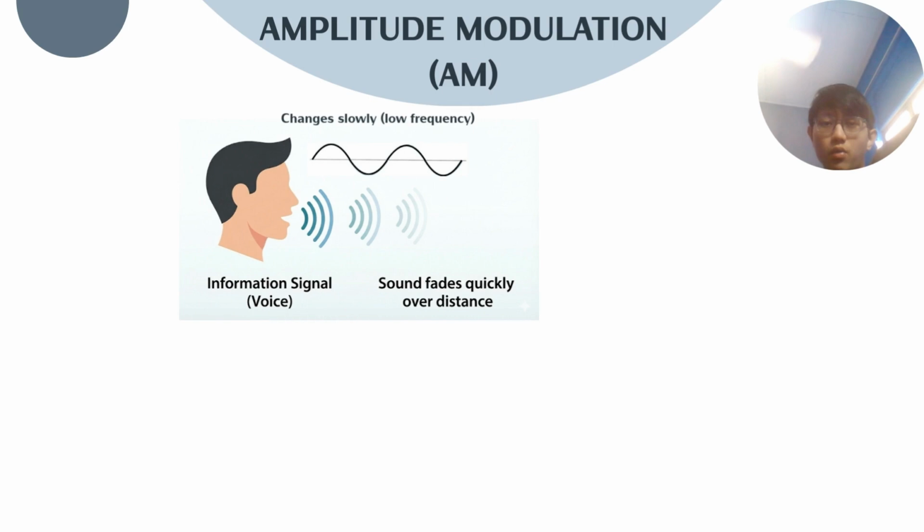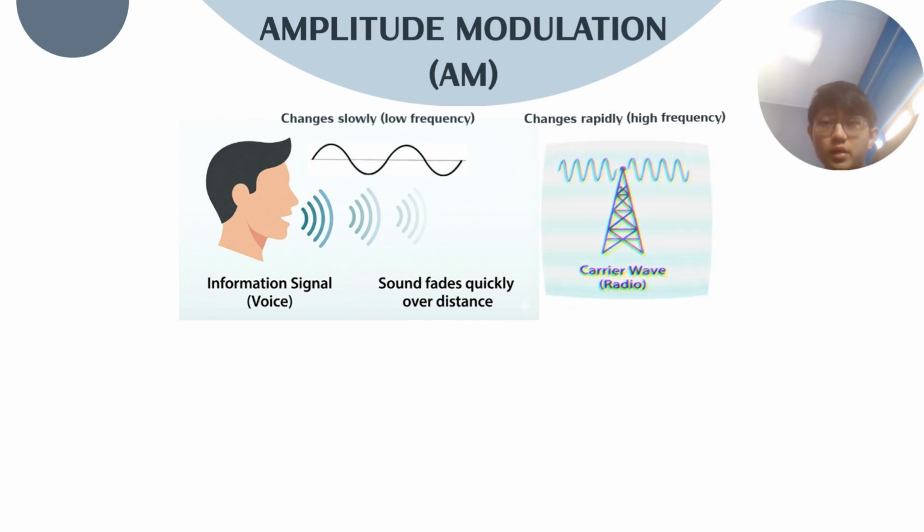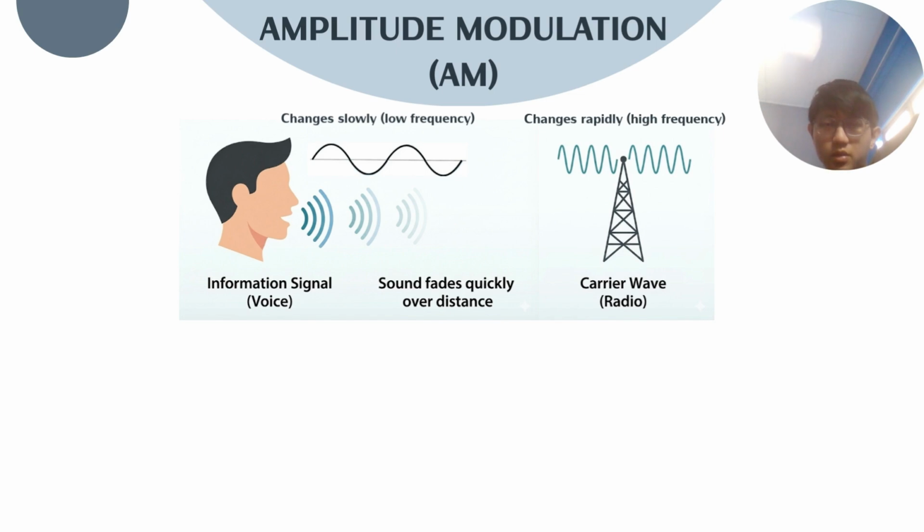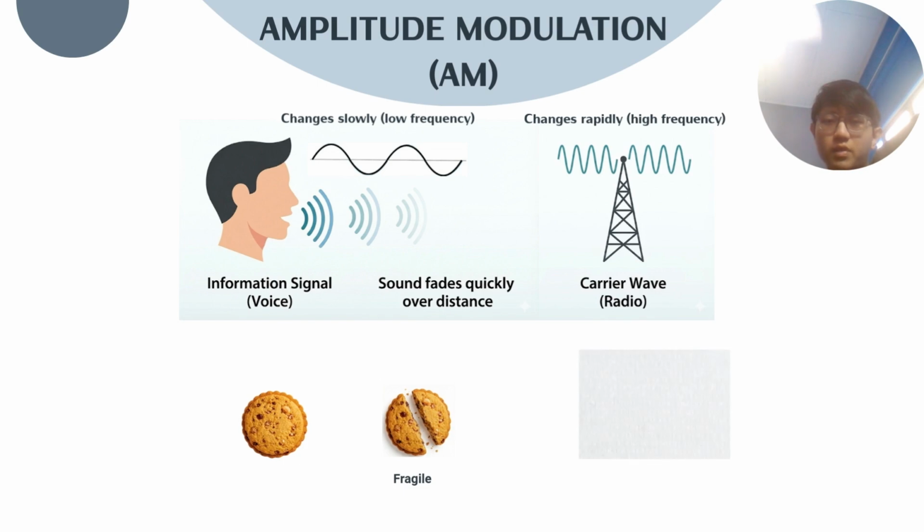Information signals such as our voice cannot be transmitted over long distances, since they lose power easily over distance. Therefore, we need a radio tower with a high frequency carrier signal to carry our information signal so that it can transmit the voice further. We can imagine the scenario like delivering cookies to customers. The cookie itself is like the information signal we want to send. It is fragile and will break easily during delivery, so we need to wrap it with bubble wrap to protect it.